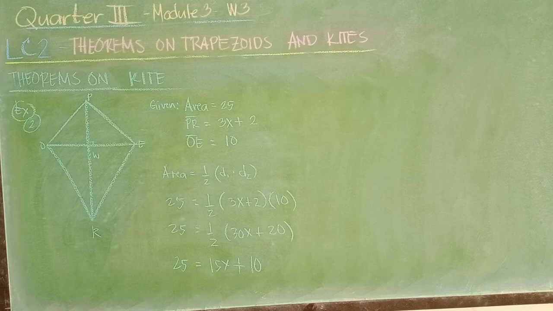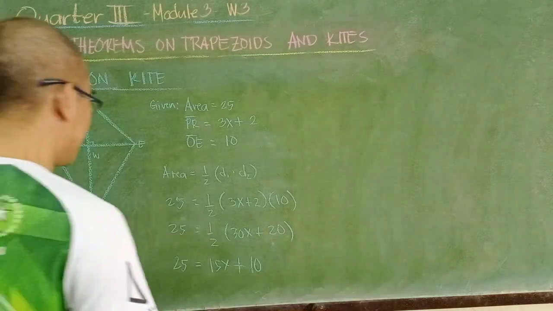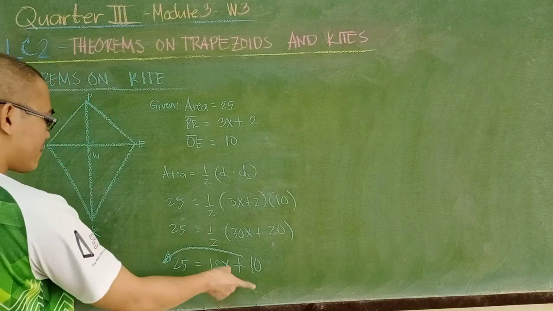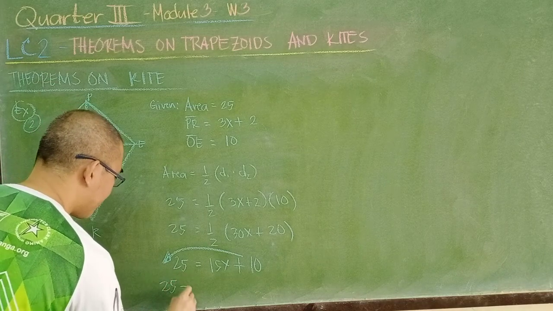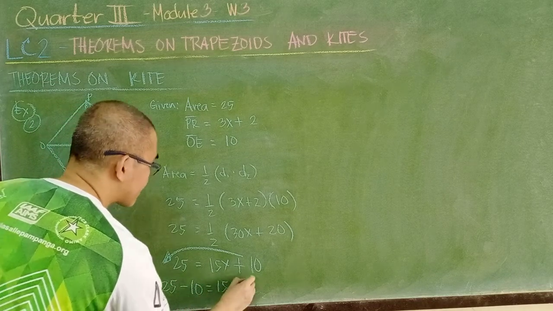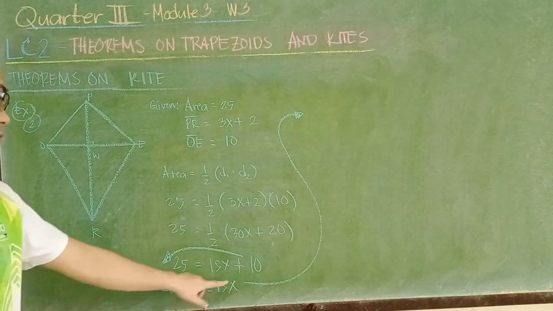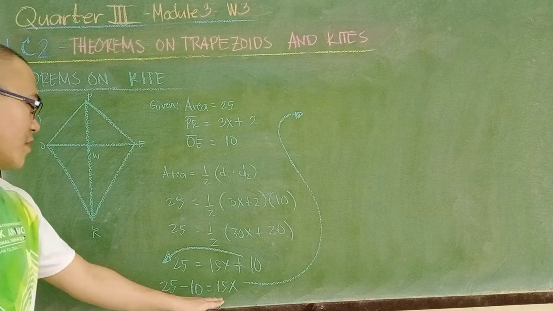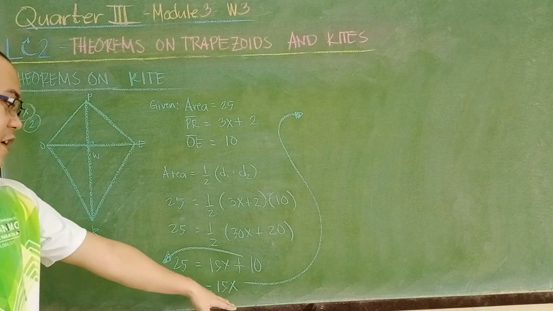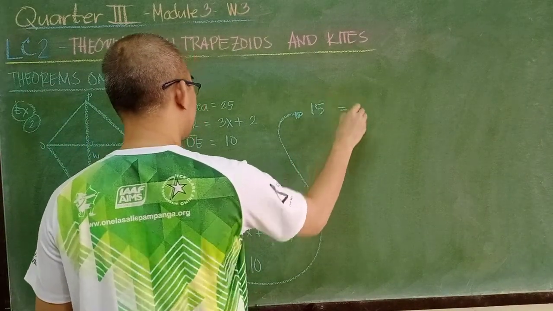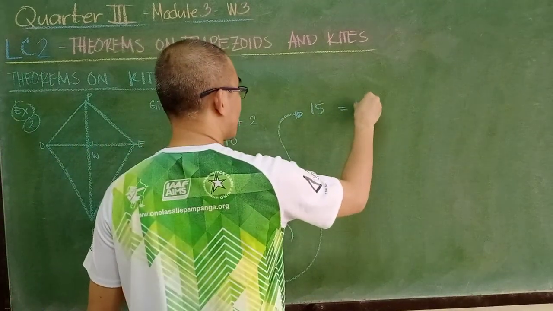Yung susunod na gagawin natin ngayon is i-transpose na natin yung positive 10 sa kabila para nakahiwalay yung 15x dito sa left side. So, from positive 10 magiging negative 10. So, 25 minus 10 is equal to 15x. Kung mapapansin ninyo dito sa right side, 15x na lang. So, 25 minus 10, that is 15, is equal to 15x.